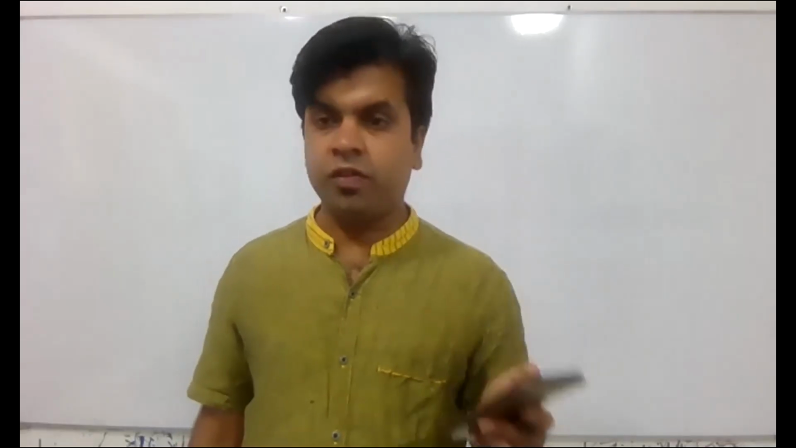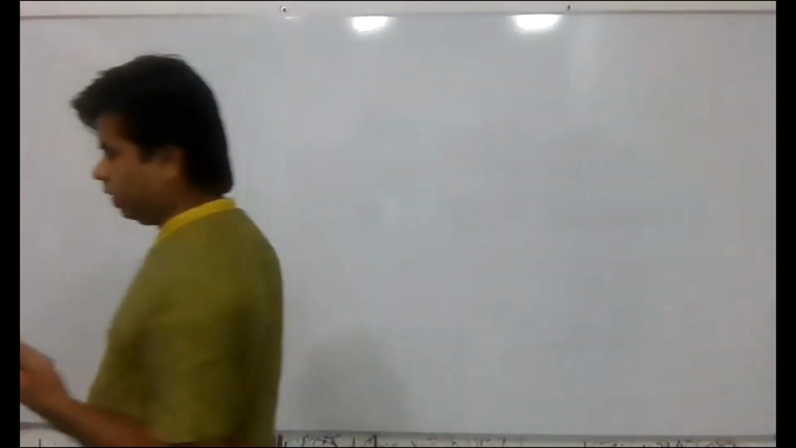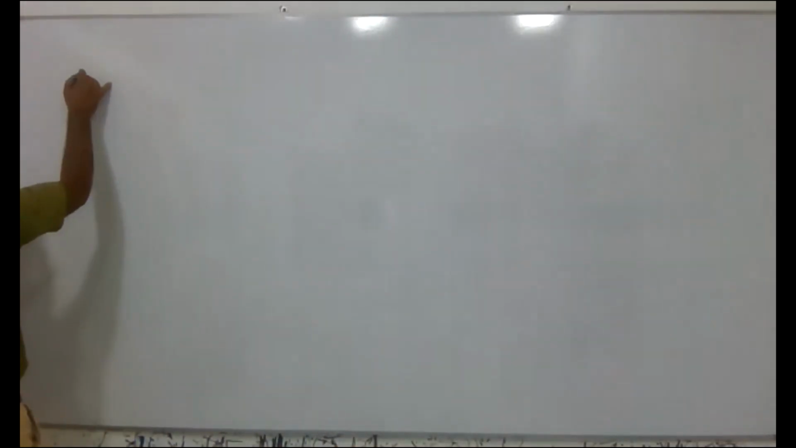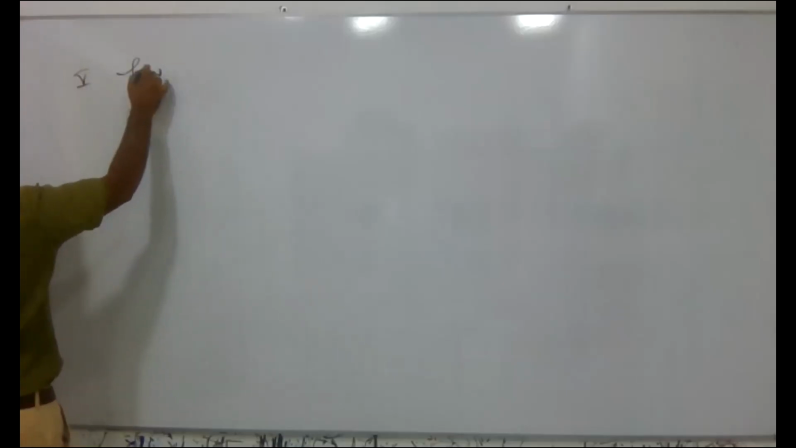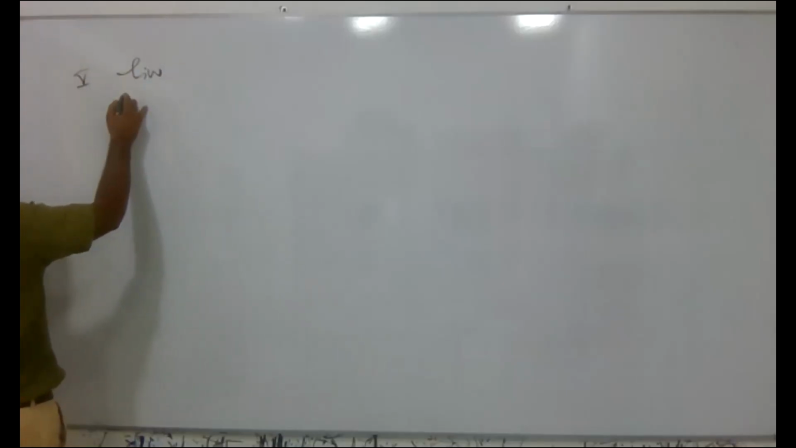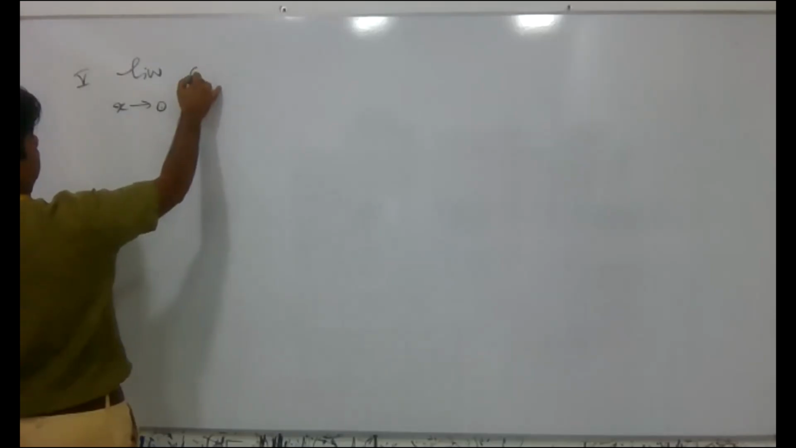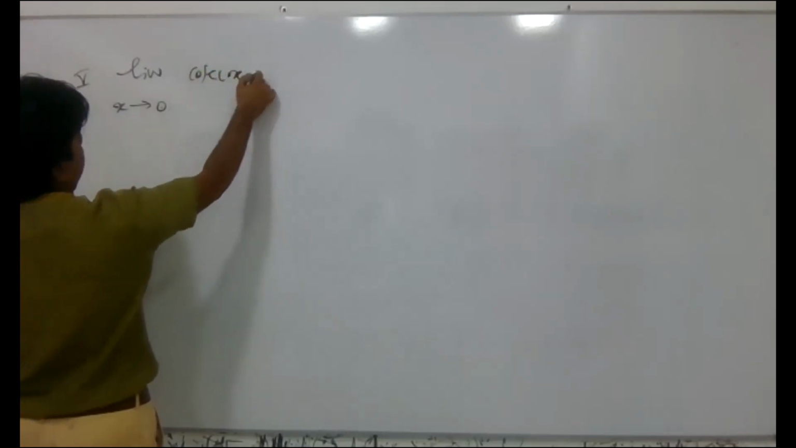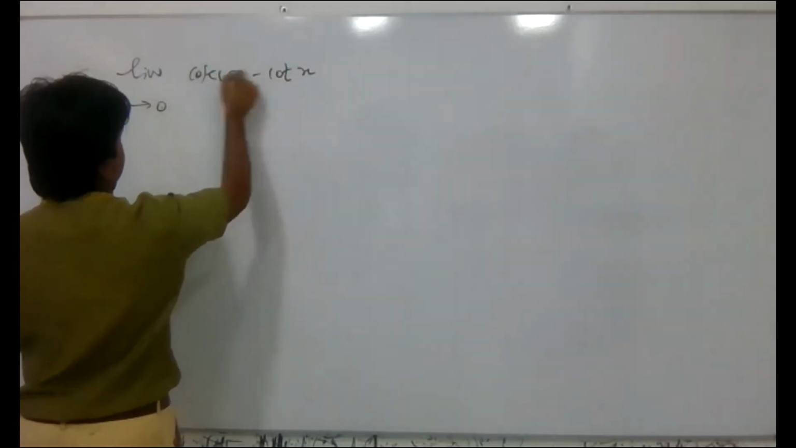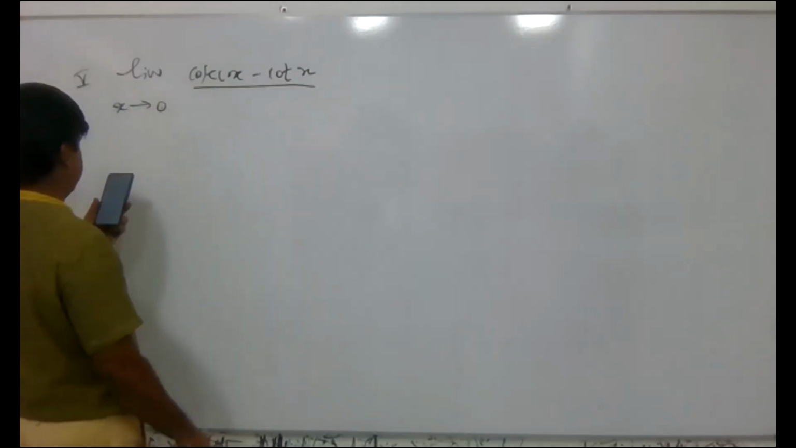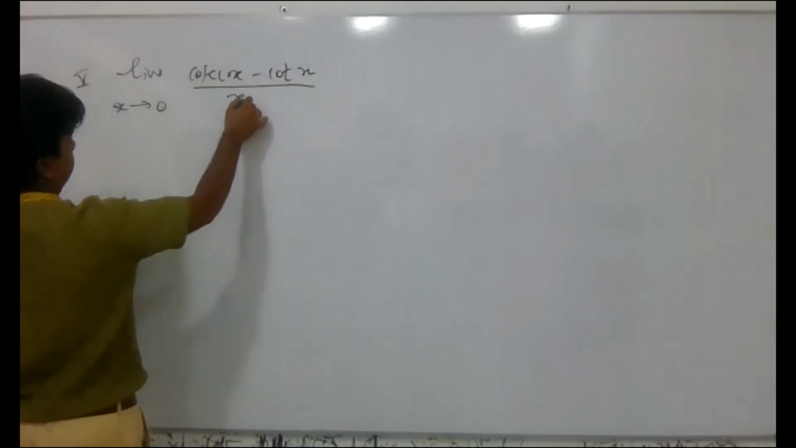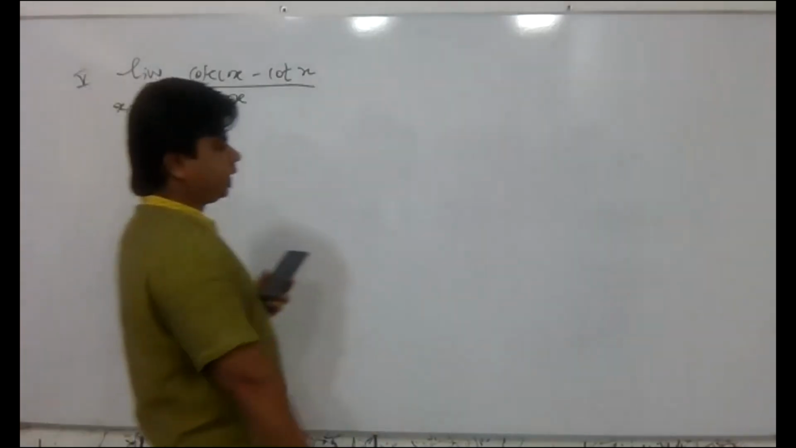See the fifth part. In the fifth part, limit x goes to 0, cosec x minus cot x divided by x. How do we get this?